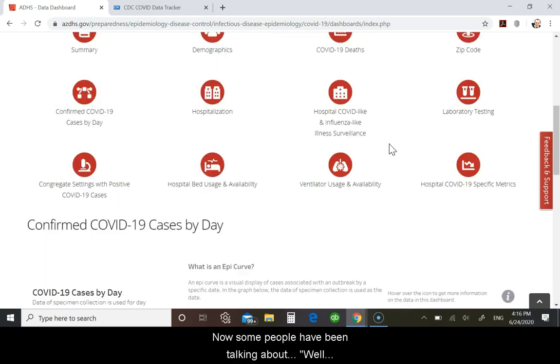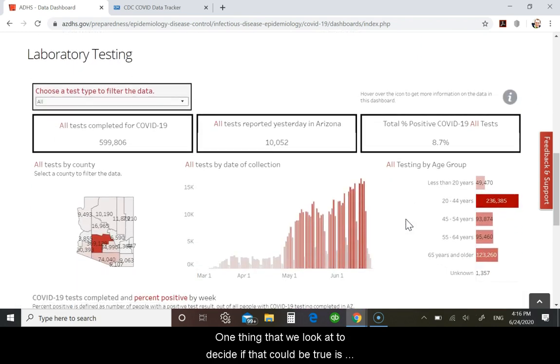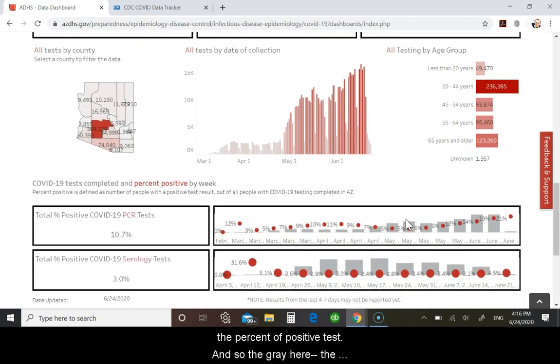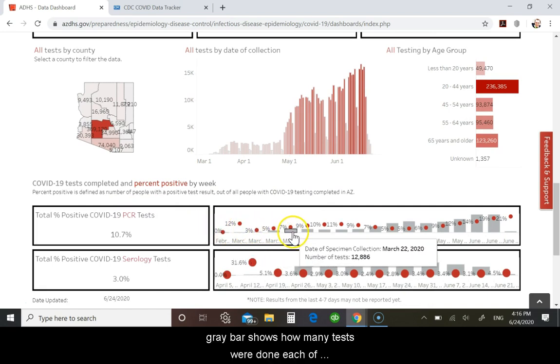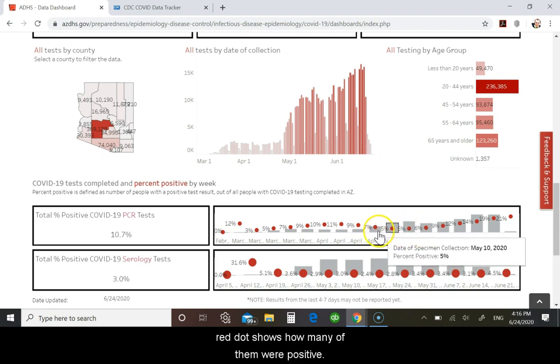Now, some people have been talking about, well, if we're getting more positive tests, it's just because we're testing more. One thing that we look at to decide if that could be true is the percent of positive tests. The gray bar shows how many tests were done in each of these weeks. This is the total in a certain week. And that red dot shows how many of them were positive.